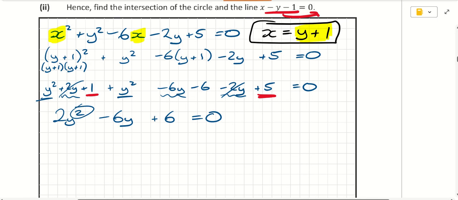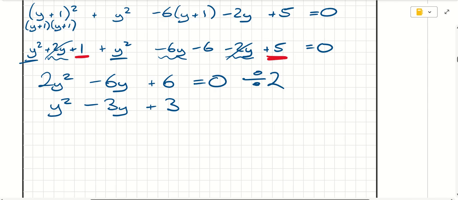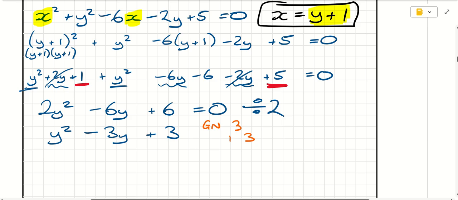Right, so you see we've got our squared thing here. So we've got a quadratic equation. So let's just divide it by 2 to make life easier. We've got y squared minus 3y plus 3. That'll leave it a lot easier. Then we can just use our guide number. So our guide number is 3. It'll have to be 1 times 3. Oh, let's see. That does not add to minus 3, does it? Where have I got it wrong?